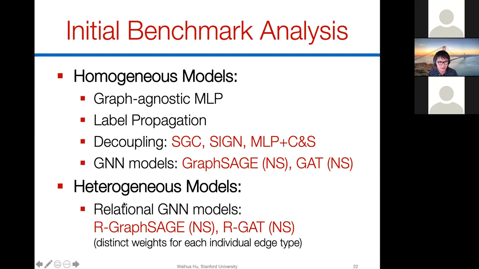Also, our graph is heterogeneous, containing paper nodes, institution nodes, and author nodes. We also consider relational GNN models that exploit this heterogeneous property of the graph. Those are called relational GraphSAGE and relational graph attention network. And this NS means neighbor sampling. In order to train GNNs on a large graph, we need sampling of the neighborhood nodes.